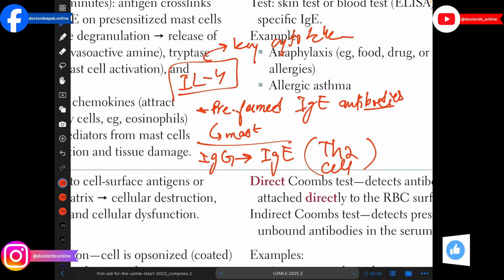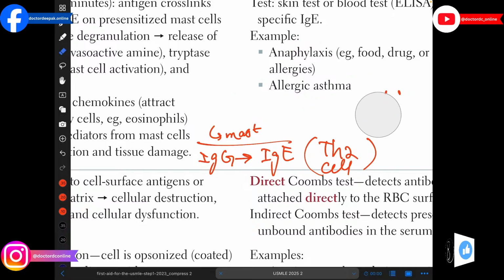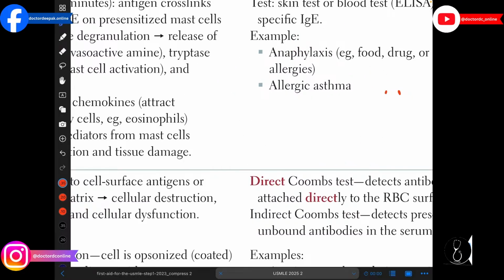In the type 1 symptoms, if we talk about type 1 symptoms, then there will be skin urticaria, hives.